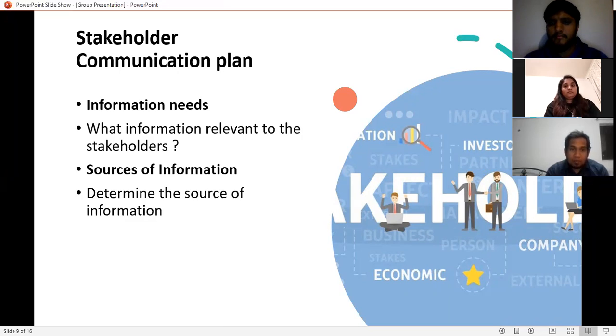In the communication plan, the first step is to identify what information is relevant to the stakeholders who contribute to the project's progress, identify stakeholders' requirements, and provide information when they need it.